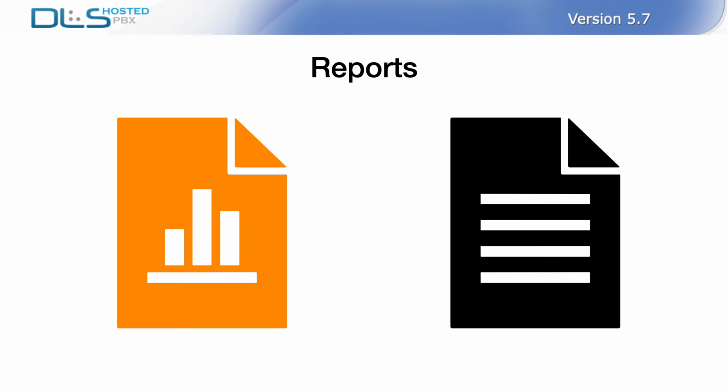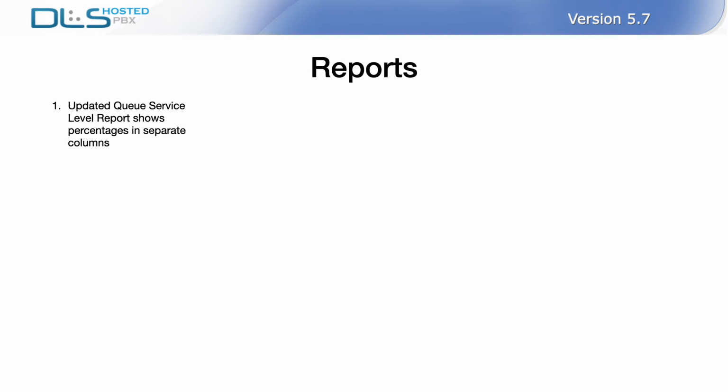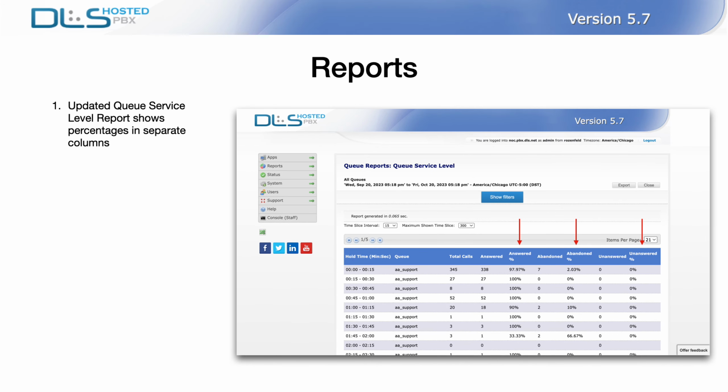In DLS Hosted PBX 5.7, we've implemented some small but meaningful changes to our reports section. These updates enhance your reporting capabilities and provide you with more detailed insights into your PBX usage. Change 1. Enhanced Queue Service Level Report. The Queue Service Level Report has been revamped. Now it shows percentages of answered, unanswered, and abandoned calls in separate columns, offering a clearer breakdown of service level performance. This improved format makes tracking and managing service levels for your queues easier.